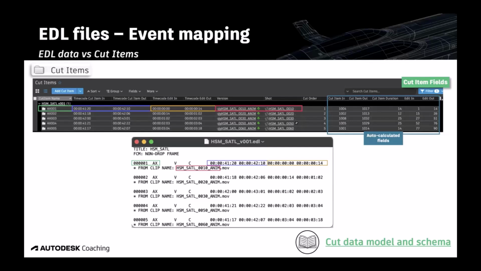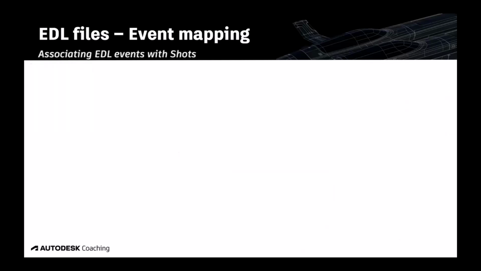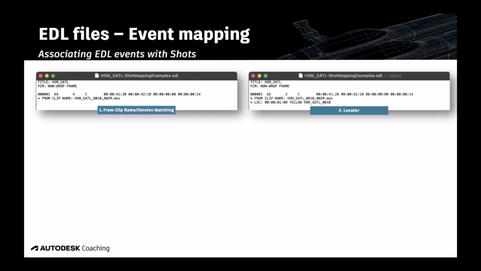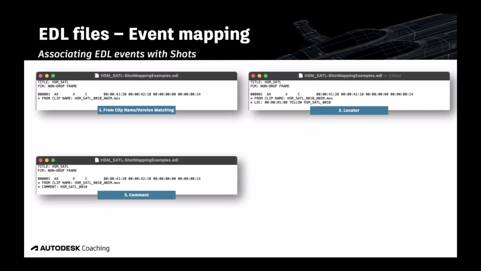The shot linking logic follows a priority order based both on elements in the EDL and information in flow production tracking. There are 4 different ways to associate an EDL event. From clip name, or version matching, this is the one we saw in the previous slide. Locator, commonly used in Avid workflows. Comment, notes prefixed by the string comment. Please note the format with the colon and space after.